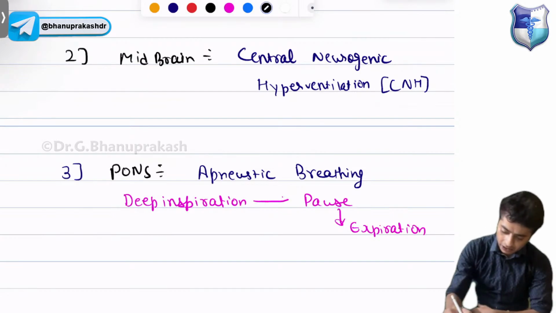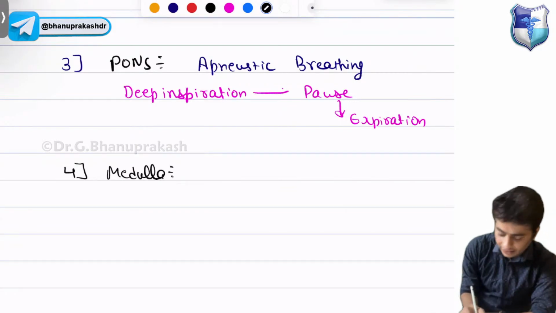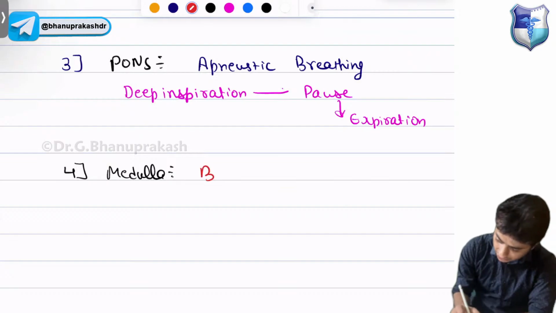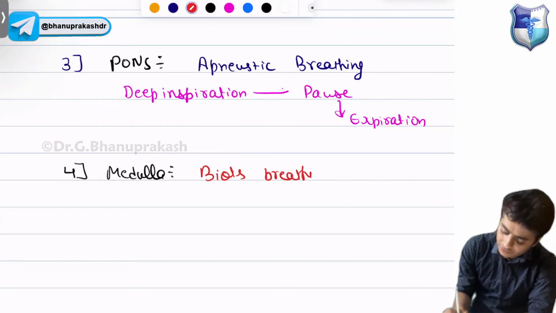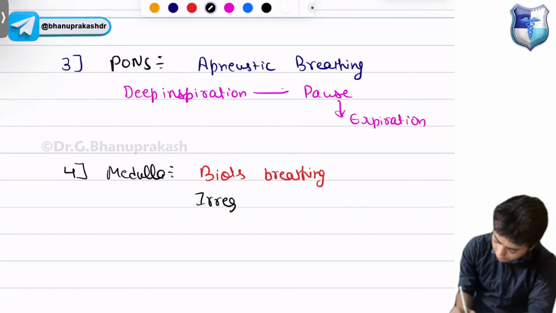अब अगला है हमारा मेड्यूला. क्या है हमारा अगला? मेड्यूला. एंड मेड्यूला में कैसी टाइप की ब्रीदिंग होती है? हमने कल लास्ट लेक्चर में पढ़ा था. इट इज Biot's ब्रीदिंग. ये कैसी ब्रीदिंग होती है? इट इज इन ए इरेगुलर टाइप ऑफ ब्रीदिंग.